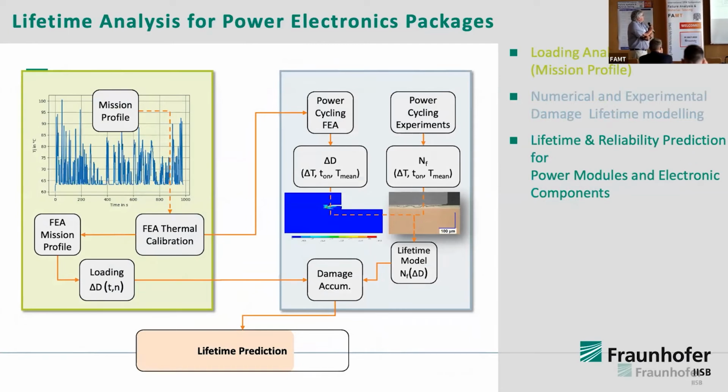This would be a typical approach on a lifetime analysis and lifetime prediction. On the one side, you have the experiment, for example, a power cycling experiment. You heat up the device with a certain T on time, 3 seconds. You let it cool down. You have a delta T, that means a temperature drop, something like 120 degrees, for example, for the chip. And you do this 10,000 times, 100,000 times, or 1,000,000 times.